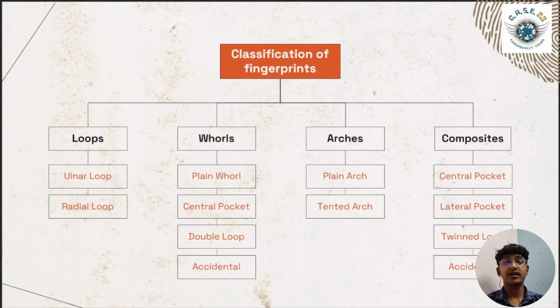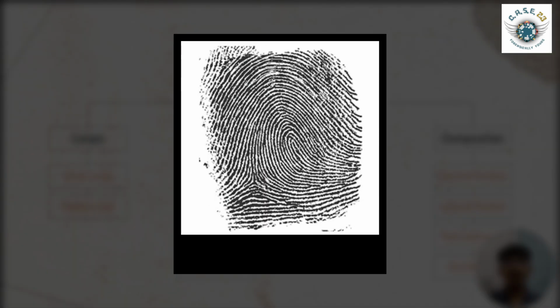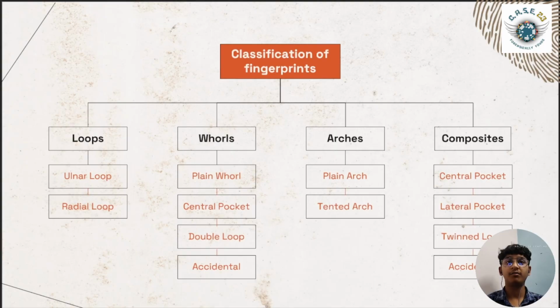So first, let's talk about loops. As I have already said, they are the most commonly found pattern. Its subtypes are radial loop and ulnar loop. In radial loop, the ridges flow from the thumb, and in ulnar loop, the ridges flow toward the little finger. Pretty simple, right? So now let's move on.